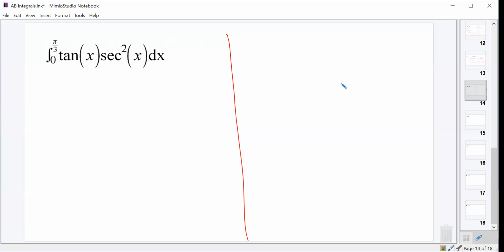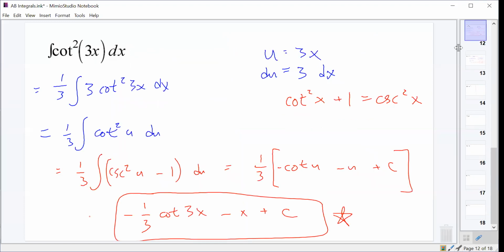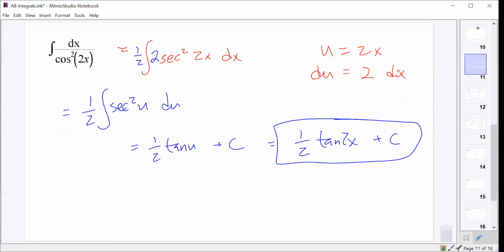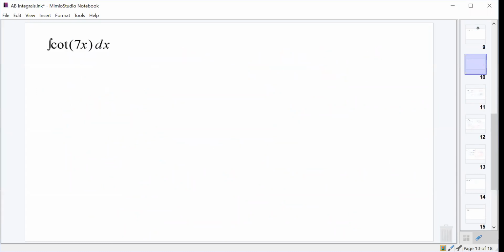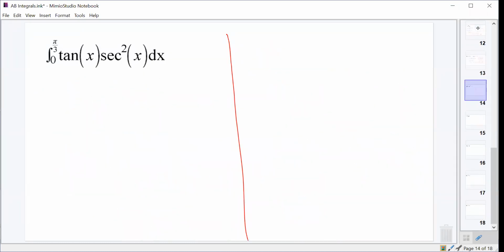I don't know if you guys have noticed, but in math, there are a lot of patterns. So let's see. What do we do with this one? A u-substitution. Yeah. What did we do with this one? U-substitution. Good. What about this one? U-substitution number 3. And what about this one? And this one? Substitution. And this one? So what do you think we might want to do with this one?